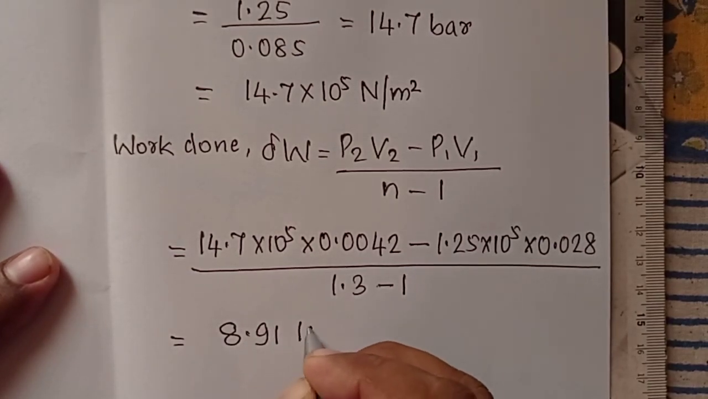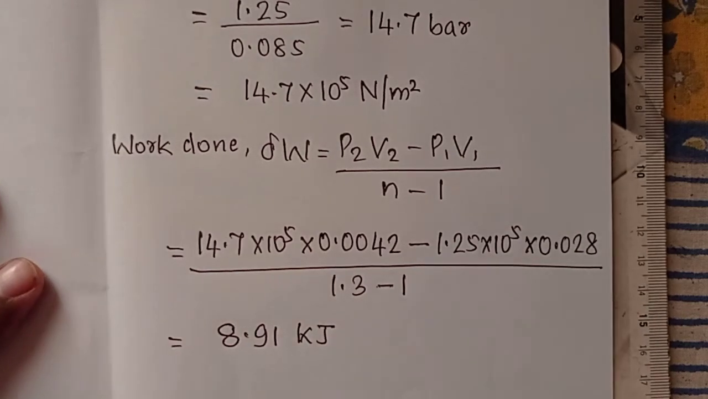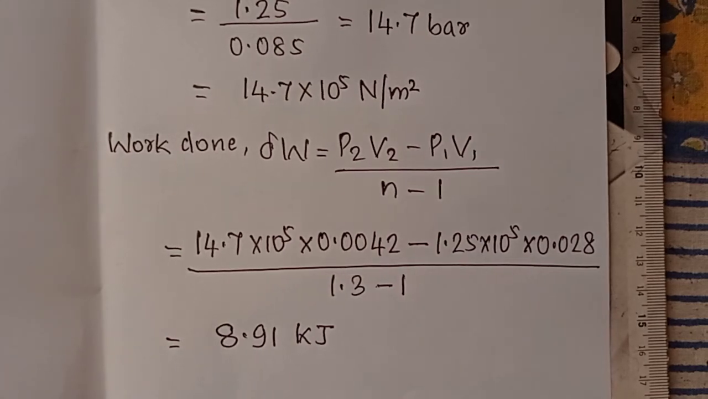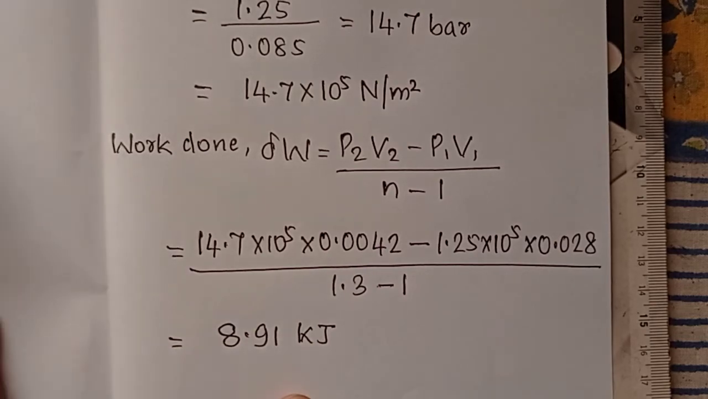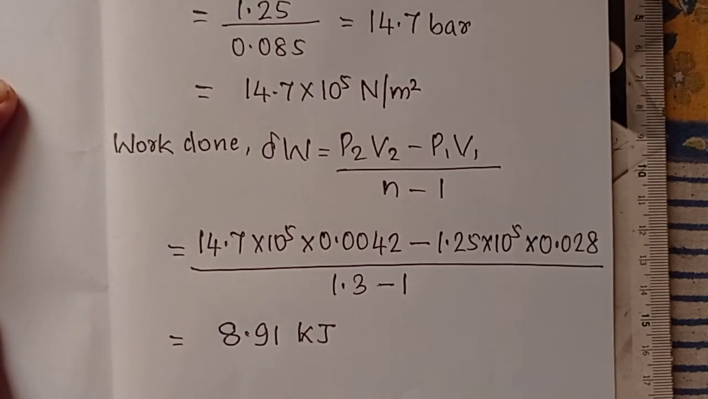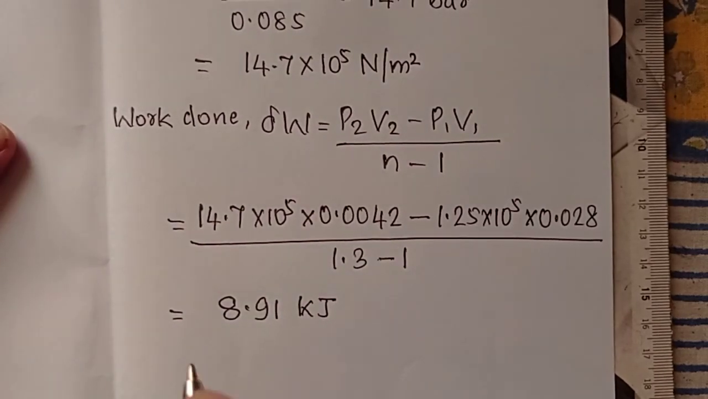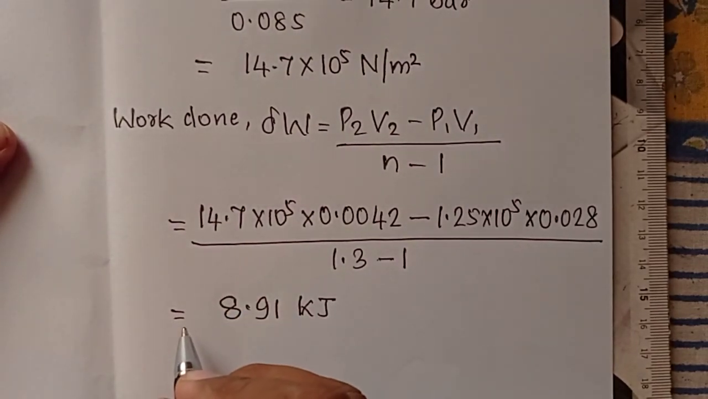8.91 kilojoules. So upon substituting and converting this 1 into 10 to the power 5 joules into kilojoules, you'll get the answer as 8.91 kilojoules. Then if you have taken this process as a constant volume process, then find out P2.